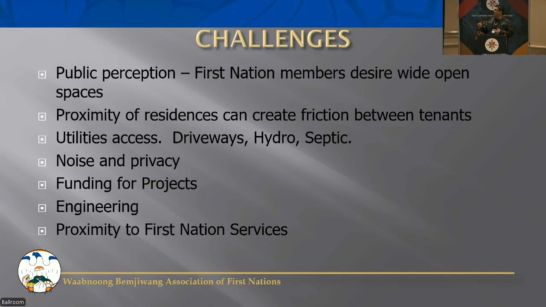Utilities access: driveways, hydro, septic. So who owns what, right? Who owns the driveways? Or how are you going to put the hydro to one unit? Septic is always a big issue. Noise and privacy. People like to live in a common area, right? Funding for projects: a lot of times they're funding just for houses, not for subdivisions. That's kind of separate, and sometimes the two don't really talk to each other. I work with First Nation housing, public works managers and lands, and sometimes they don't like talking to each other.